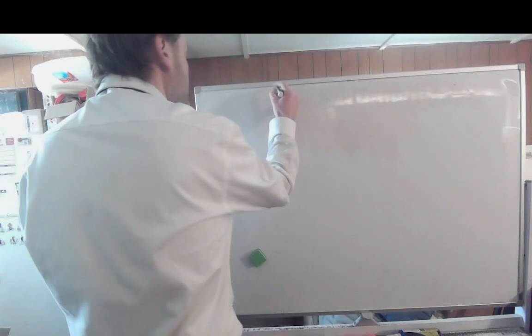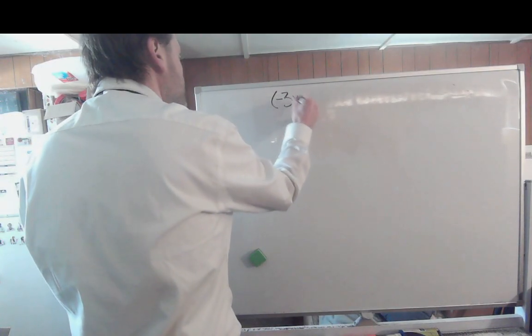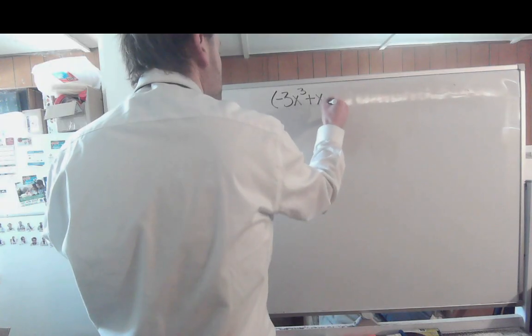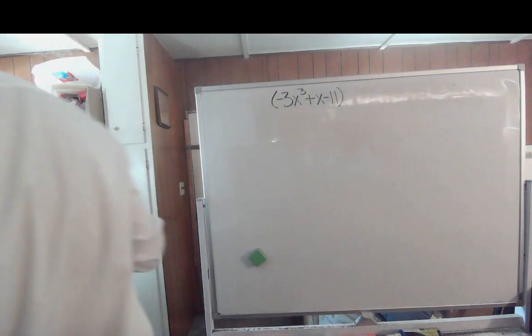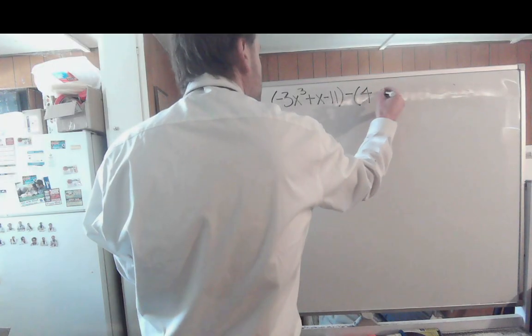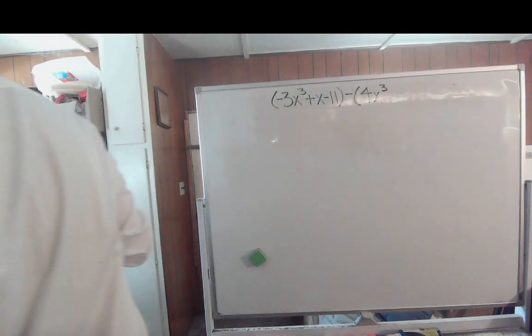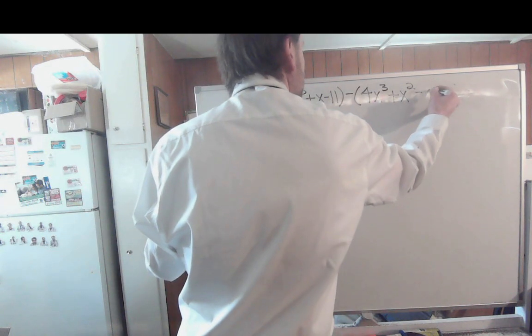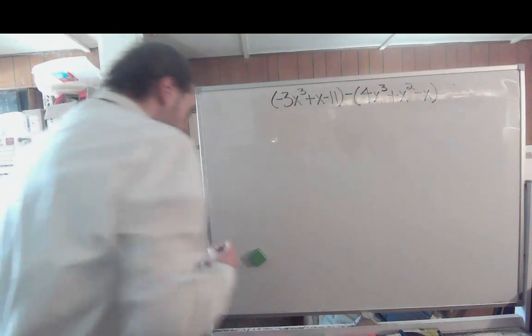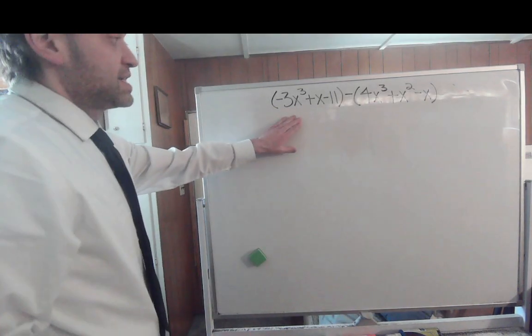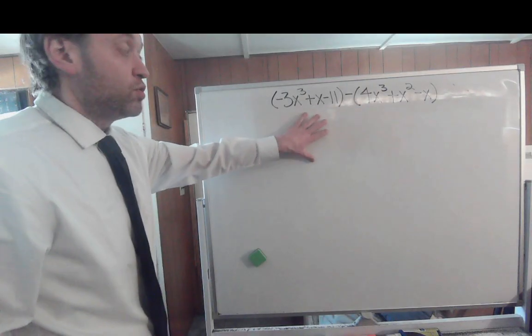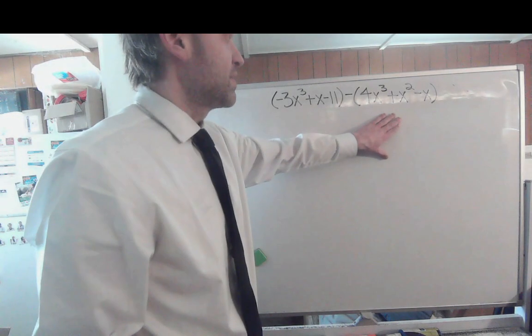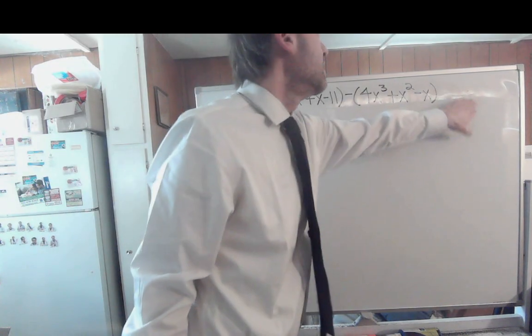So let's see, we have negative 3x to the third plus x minus 11. That whole quantity minus the quantity of 4x to the third plus x squared minus x. All right. So we have the quantity of negative 3x to the third plus x minus 11, that whole quantity, minus the quantity of 4x to the third plus x squared minus x.